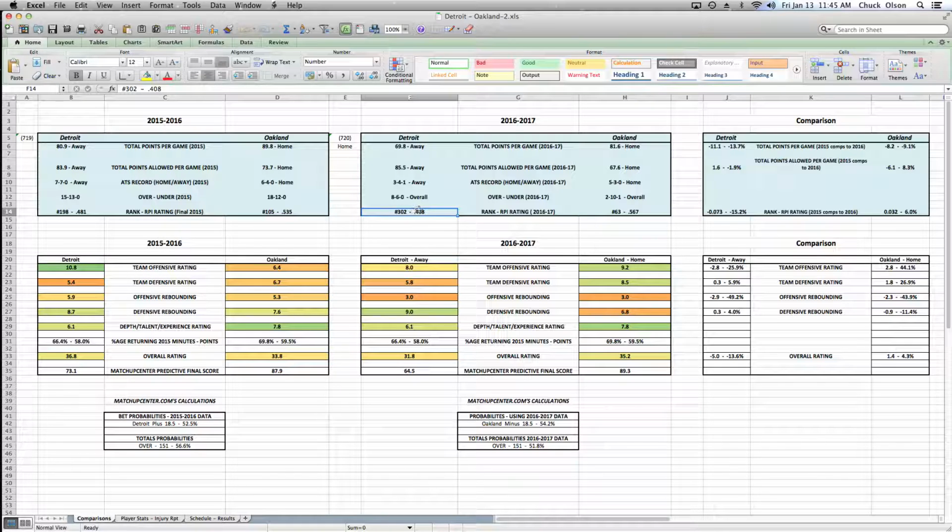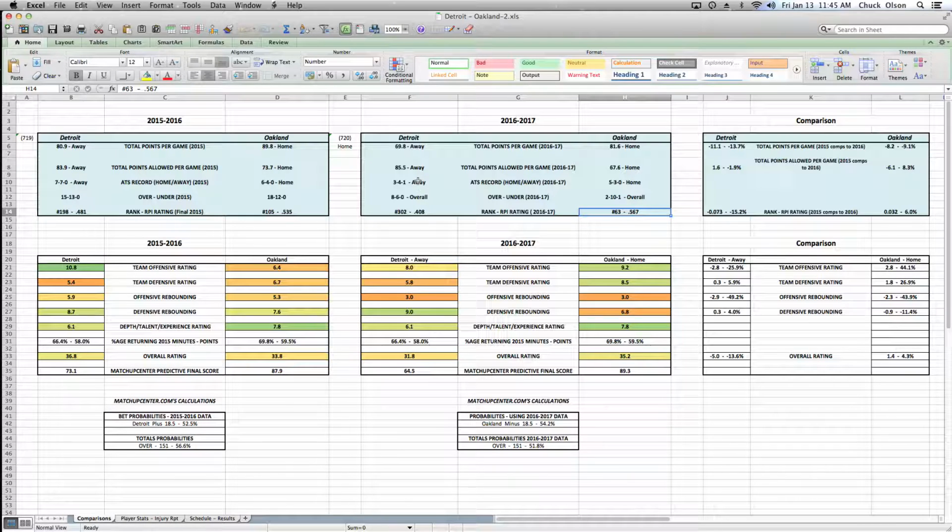So Detroit, and there's 351 teams in the nation, by the way, so Detroit is number 302, obviously very, very, very poor at .408, where Oakland is number 63 at .567, very, very strong. Again, supporting these, everything we've looked at supports our number of the Oakland minus 18.5 at this point.